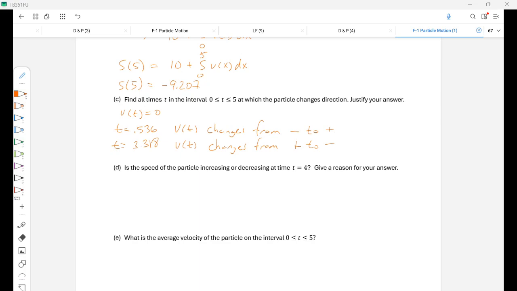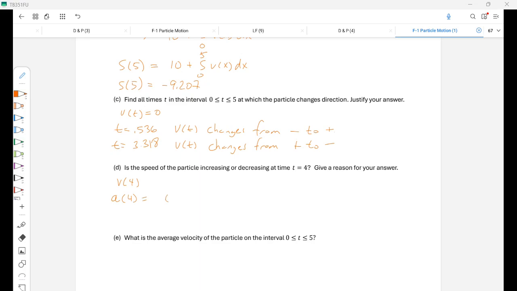Letter D. Is the speed of the particle increasing or decreasing at time t equals 4? Give a reason for your answer. This is another one with particle motion that you need to know what they're looking for there. How do I know if a speed is increasing or decreasing? Right, the signs of velocity and acceleration match. So I need to explicitly say what the V of 4 is, and explicitly say what the A of 4 is and how I found it.